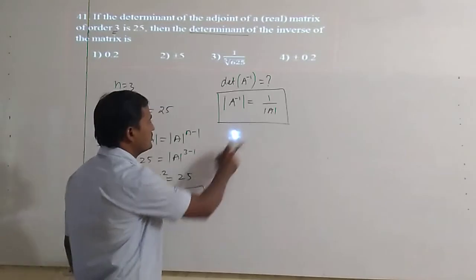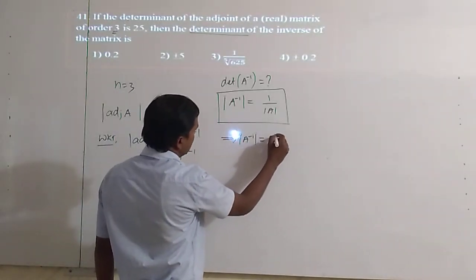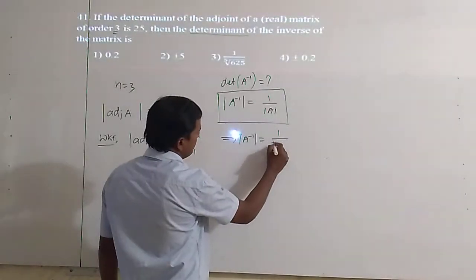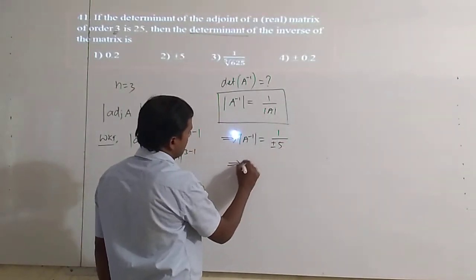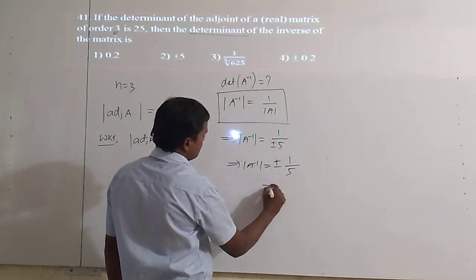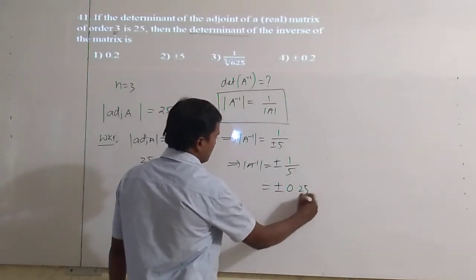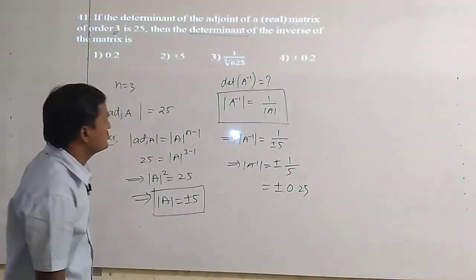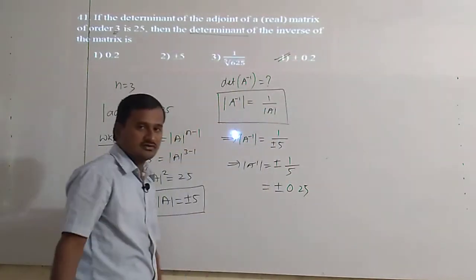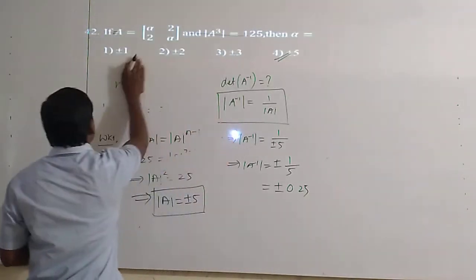Now we will substitute here. Determinant of A inverse equals 1 upon the value of determinant of A, that is plus or minus 5, so determinant of A inverse equals plus or minus 1 by 5. Clearly this is equal to 0.25. Therefore, check which option is the right one. Clearly the fourth option is the right one. Okay, we'll go for the next question.